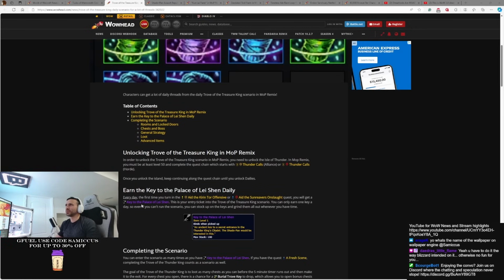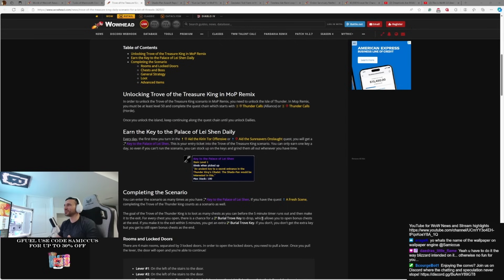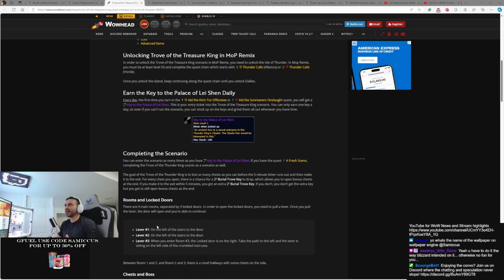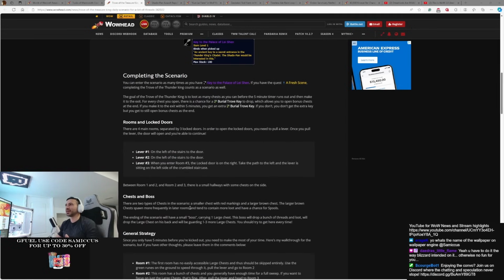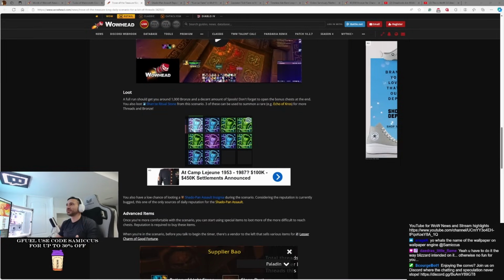Three? One quest will get you the key. That's right, so you can do the key scenario. Once you get the key, you do the scenario, and then you can get yourself some threads. How many threads is that? I'm not sure. There's a five-minute timer on this. Four main routes, three unlocked doors. You go through, you do the things, and you get a bunch of threads. It's a good idea to do it.